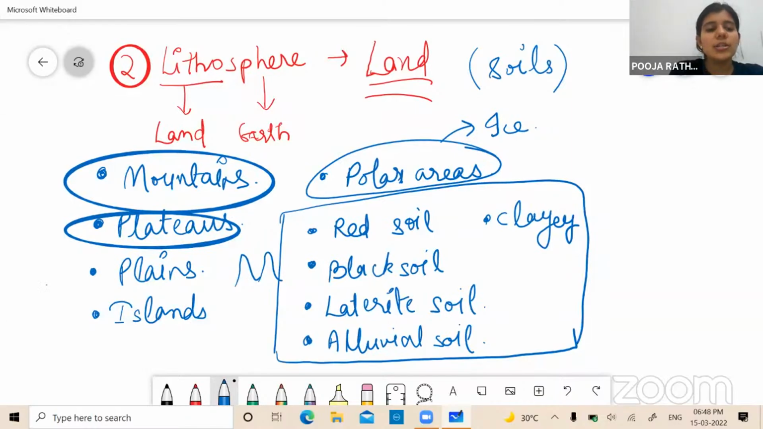Plain region is the one that is around the Ganga river and Brahmaputra river. Those are the plain regions, the Satluj plains or Ganga plains. Then island regions are majorly, in India, the Lakshadweep Islands and the Andaman Nicobar Islands. So these are all the types of lands or lithospheres on Earth.